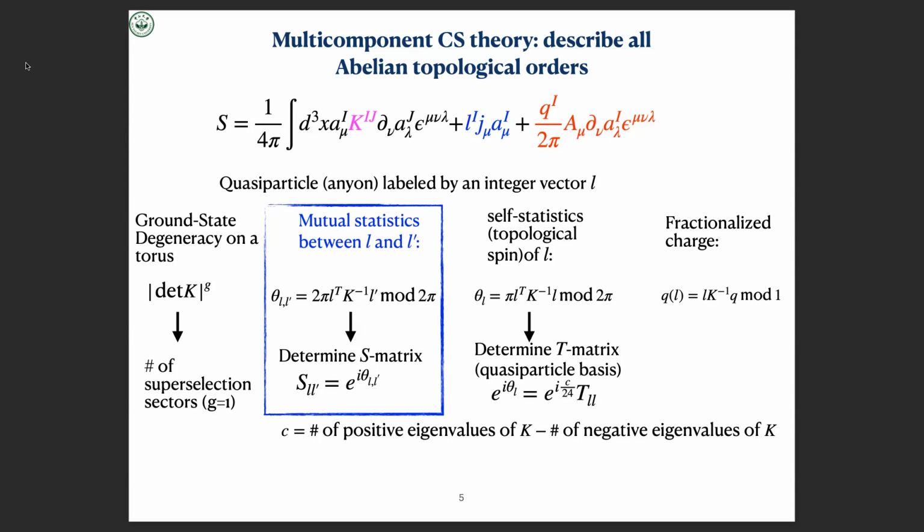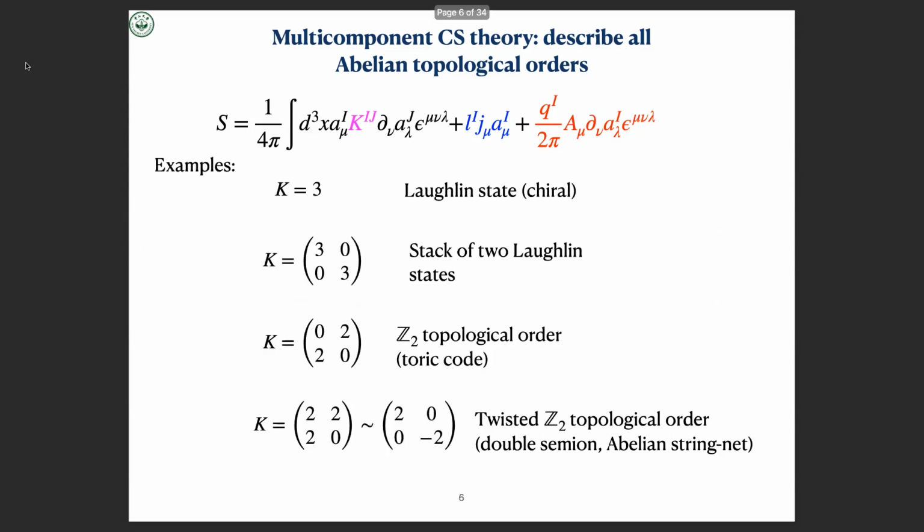And also there's a chiral central charge, which is defined as the difference between the number of positive eigenvalues of K and the number of negative eigenvalues of K. Okay, this is a very standard result. Okay, and here are some examples. For example, the simplest one is K equals 3, which describes the chiral Laughlin state with filling fraction 1/3.